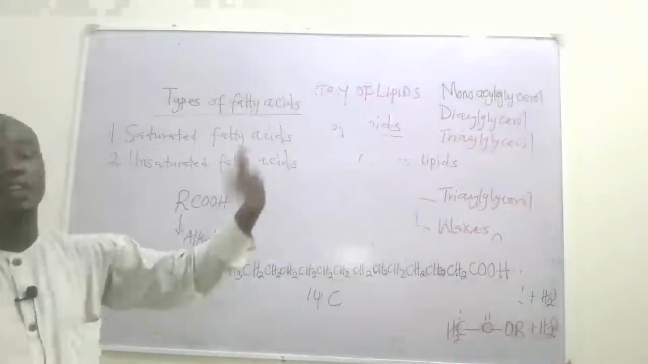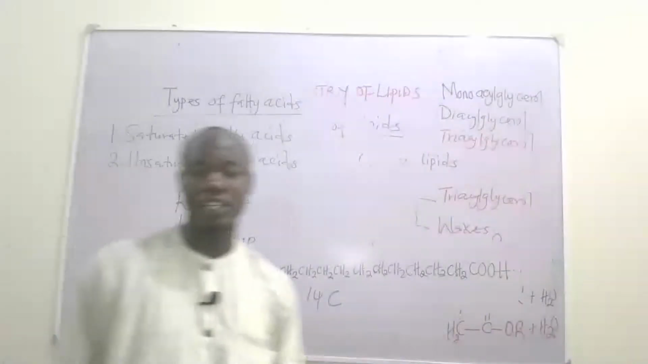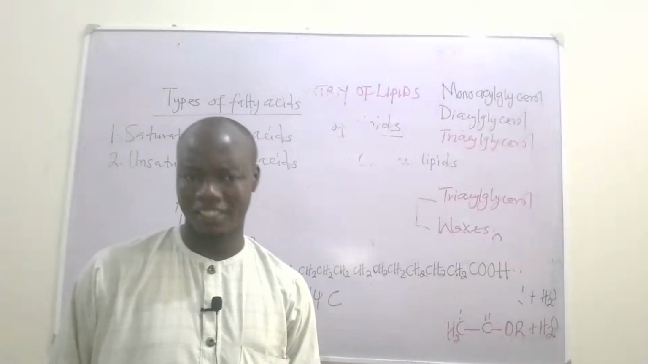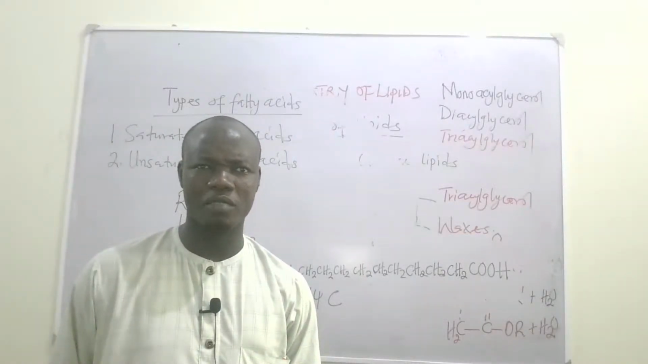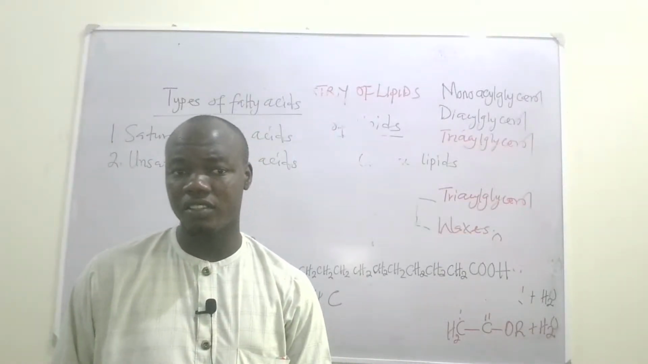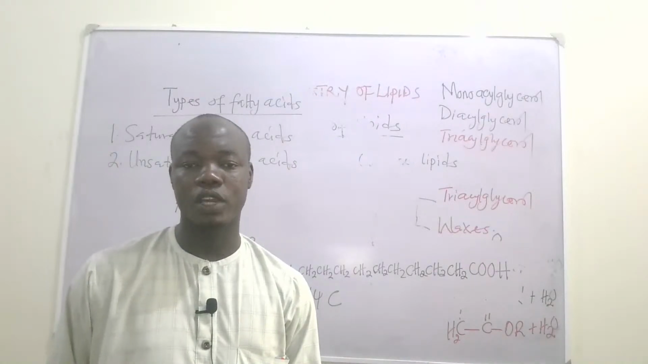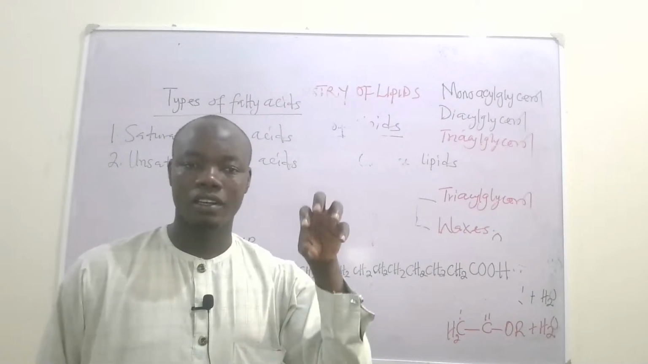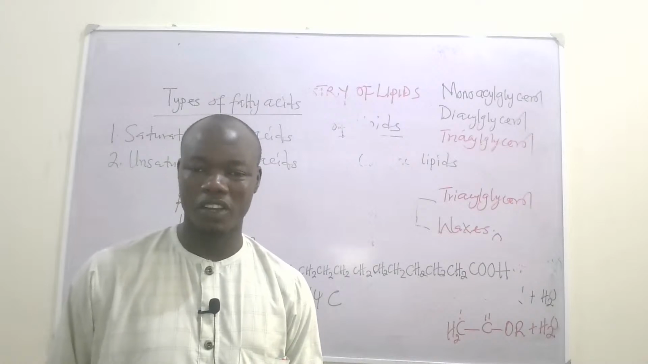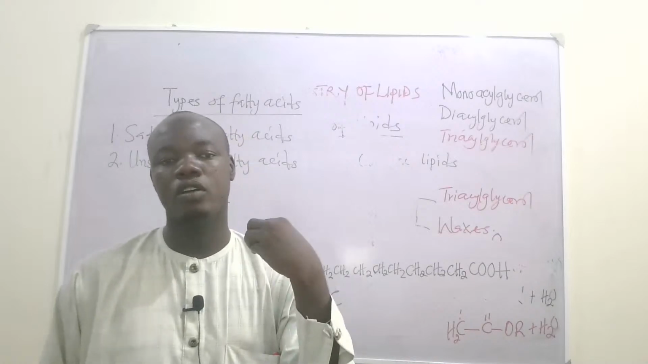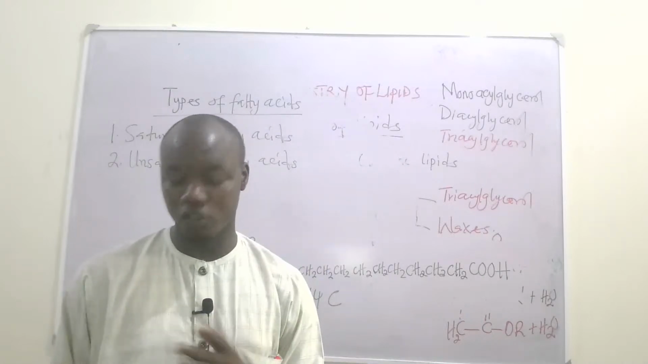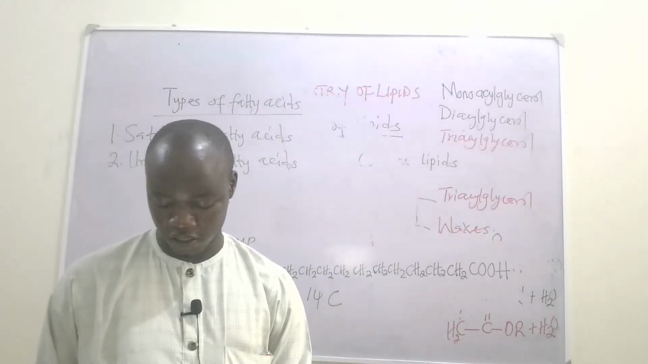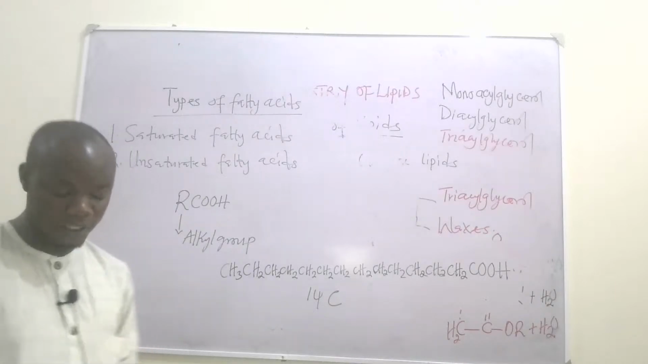In humans, we usually have even number fatty acids, not odd number fatty acids. Odd numbers can be 13 carbon, 11, 7, 9, they are all odd numbers. But in some bacteria and plants, you can get odd number fatty acids. In humans, most of the fatty acids that we have are even number fatty acids. So that is all we can say about a fatty acid.